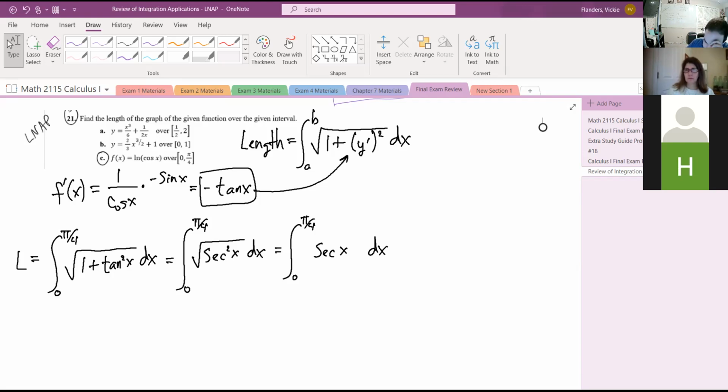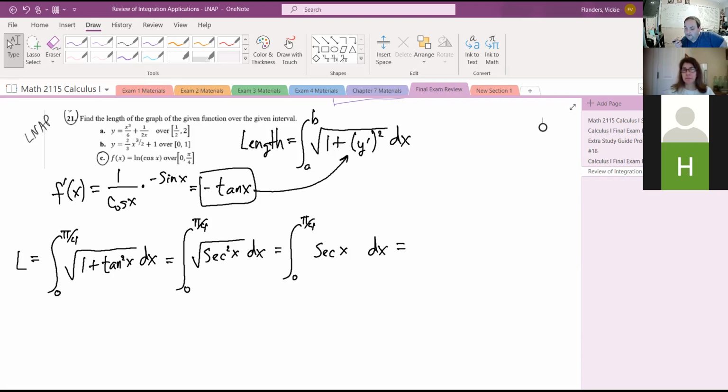Anybody remember that one? I'm waiting for somebody to say something. This is one of your integral rules. Yeah, it's one of the more obscure ones, so we don't use it that often, but you do need to know them all for the final exam.